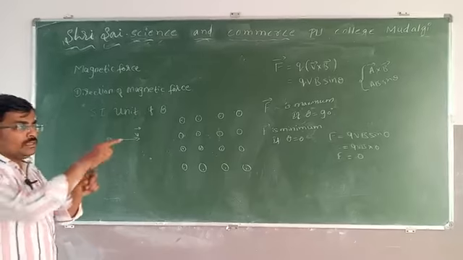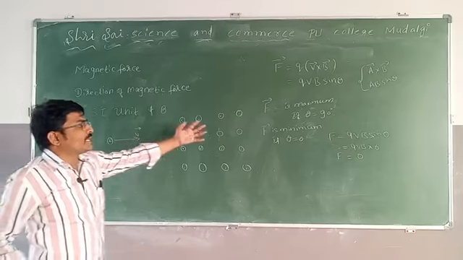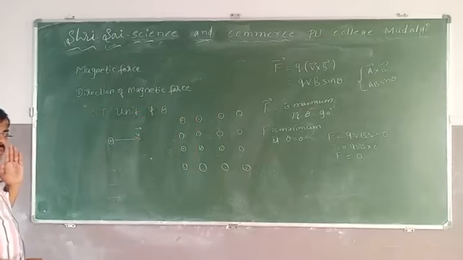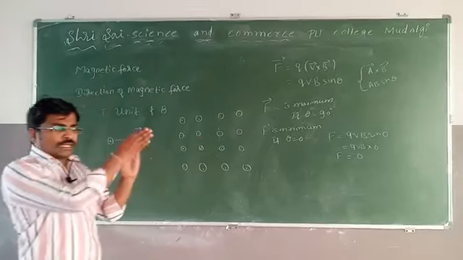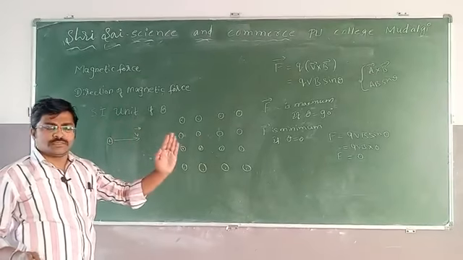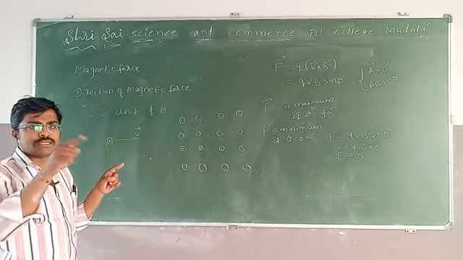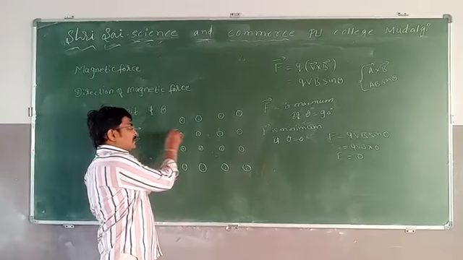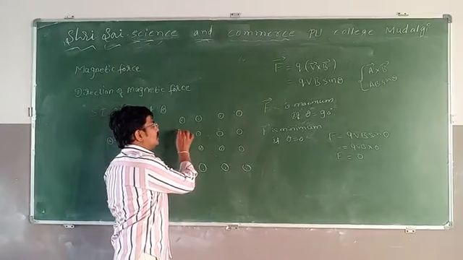Because B is nothing but the magnetic field. The magnetic field is in this direction. Your velocity vector, the charged particle, is coming in this direction. The angle between these two is 90 degrees. Therefore, maximum force.